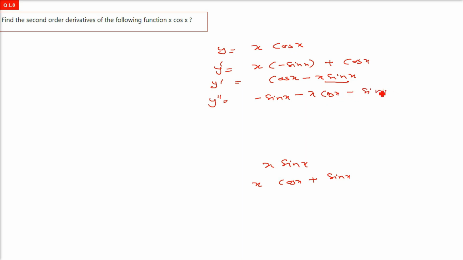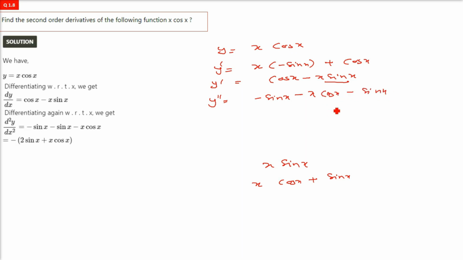Now you see minus 2 sin x will be there, because there are minus sin x and minus sin x, which will be minus 2 sin x. You already have a minus x cos x. Now you can take a negative outside, you will get minus of 2 sin x plus x cos x. So this is y double dash, or you can say d2y by dx2, or the second order derivative, or the higher order derivative of x cos x.